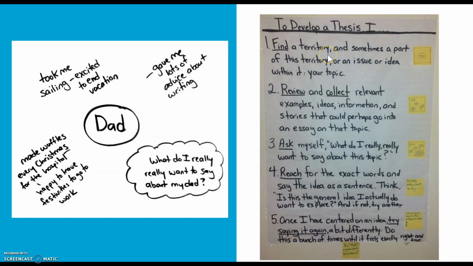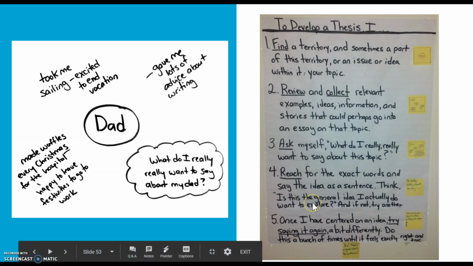First you find something that you want to talk about, some sort of an area, some sort of piece of your topic that you want to write about. And then you're going to review it, and you're going to get examples, and then you're going to ask yourself, what do I really want to say about this? Then you're going to reach for the exact words. And then you'll say it to yourself again.